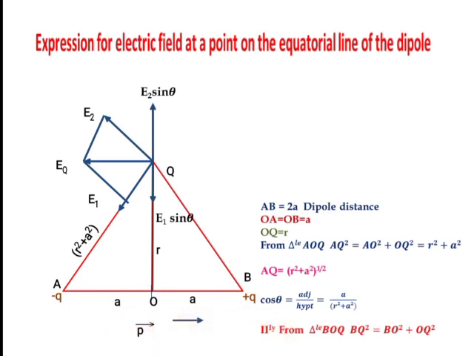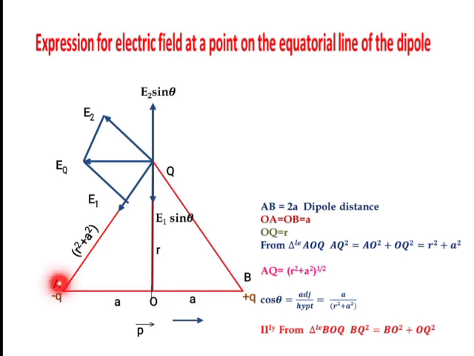And what is the direction of the electric field? It is opposite to the dipole moment, the electric field at EQ. So this is our interested area. The total resultant we want at this point is the total electric field EQ. This is opposite to the dipole moment. Now AB is the dipole distance. This AB is 2a. AO is equal to OB is equal to a. Then OQ, this perpendicular distance, is r.